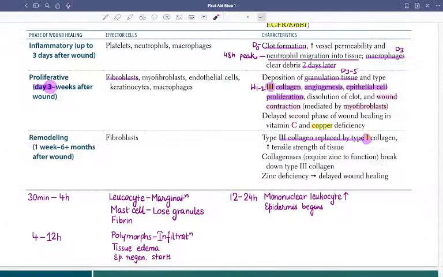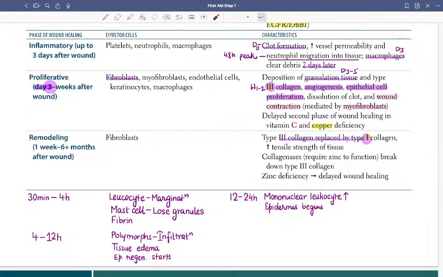Next we have 30 minutes to 4 hours: leukocyte margination. Mast cells lose their granules and so on. This 30 minutes to 4 hours is a part of the 3 days. Next, 4 hours: polymorph infiltration and epithelial regeneration starts. And at 12 to 24 hours, you have mononuclear infiltration beginning.